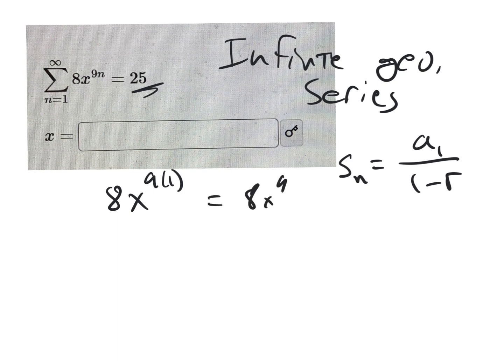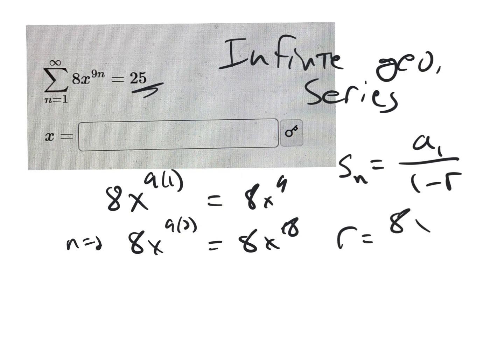The second term, if n equals 2, that's going to be 8x to the 9 times 2, or 8x to the 18th. I could keep going, but since we're just looking for the common ratio, let's take the second term and divide it by the first term. The 8's cancel off, and when we're dividing like bases, we subtract the exponents. So r equals x to the 9th power.